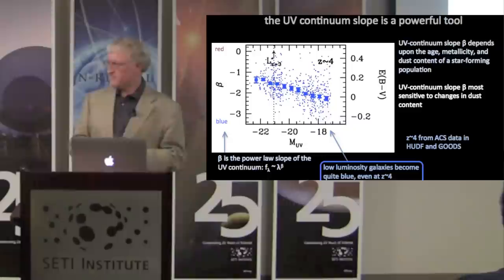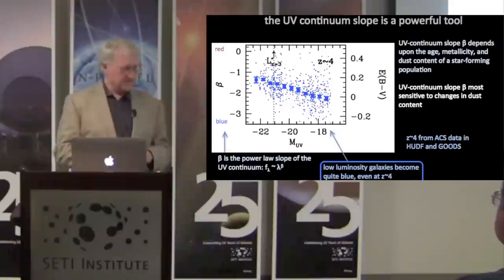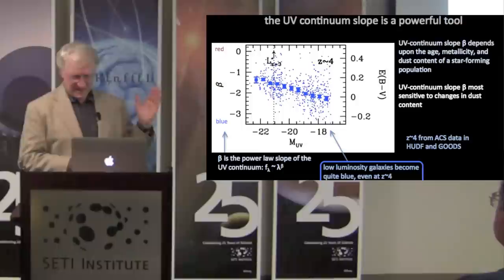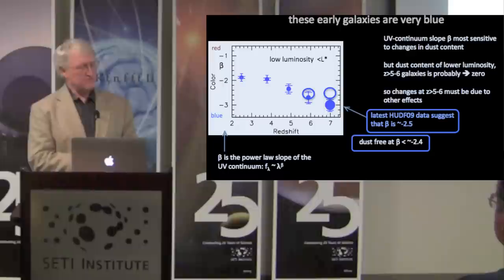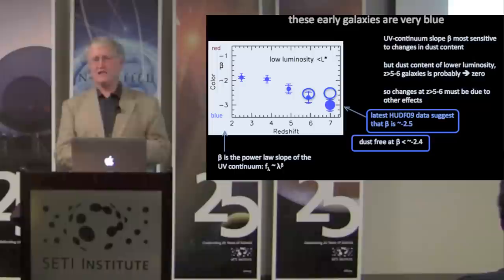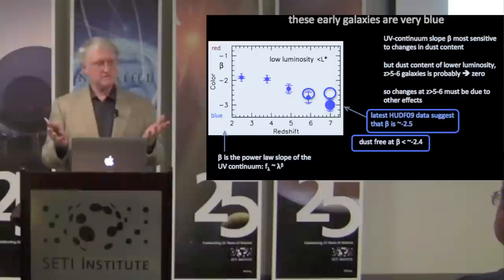In fact, it was so dramatic that we published this and got immediately criticized by two or three other papers saying we couldn't possibly be right. We think they were partly right because when we went back and looked at a bigger sample, this is where they are, but it's still very blue. And what this seems to be telling us is that as we're getting out to early times, these objects are essentially dust-free. Just hasn't built up enough metals yet to have dust.